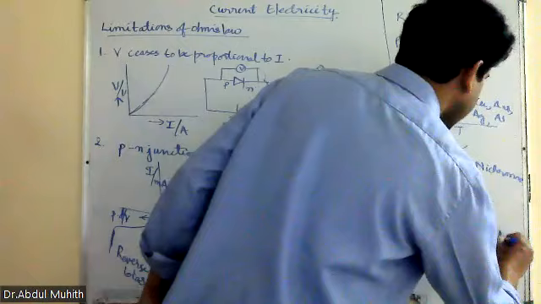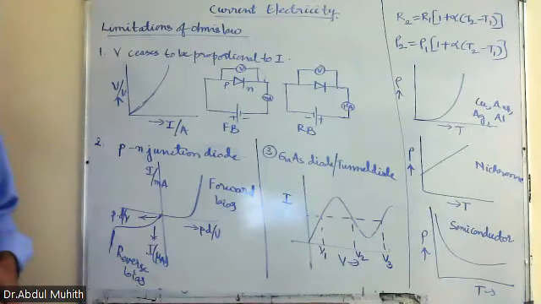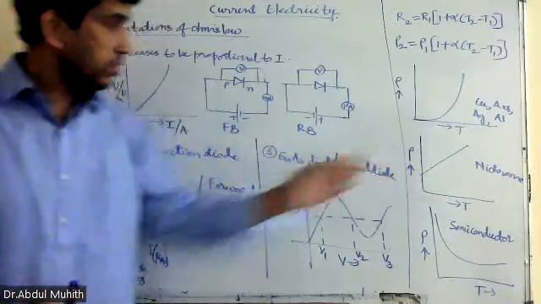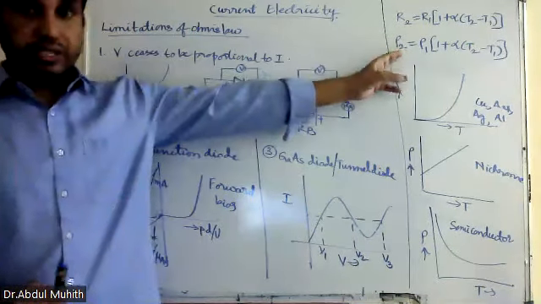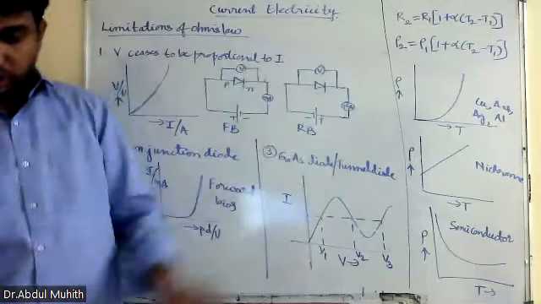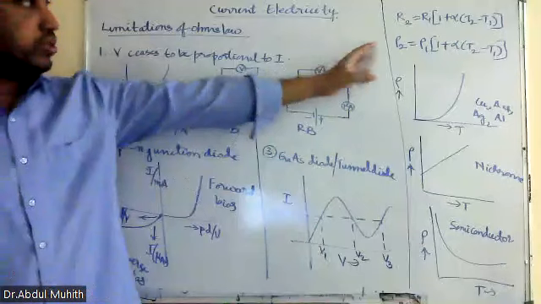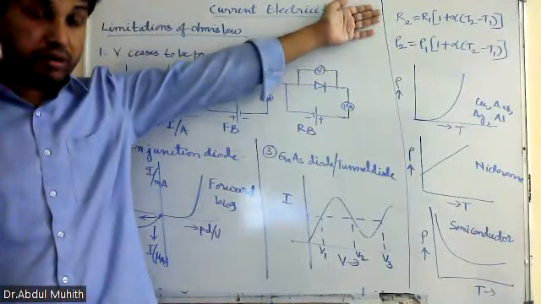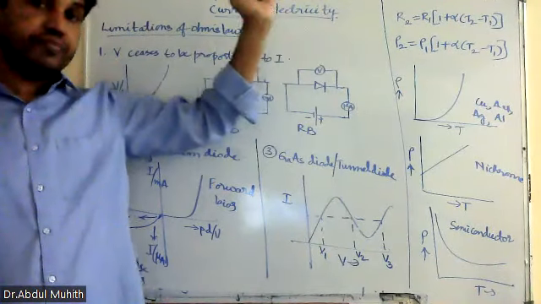Yes, sir. So the second equation, how is it rho, sir? Can you explain that? Second, this one? No, sir, the formula. This is rho. How did rho come? This is the resistivity formula. This is the formula which came from temperature dependence on resistivity.